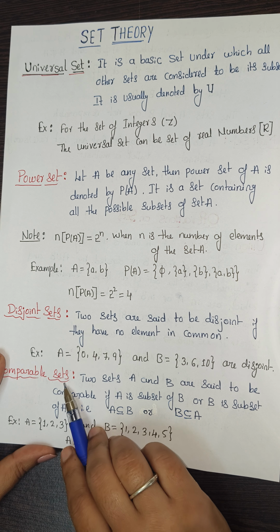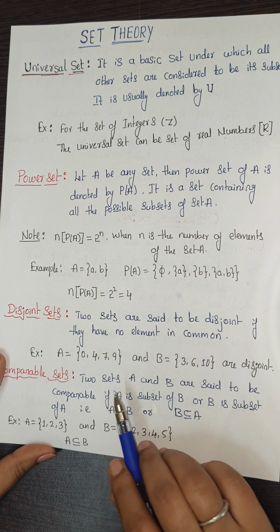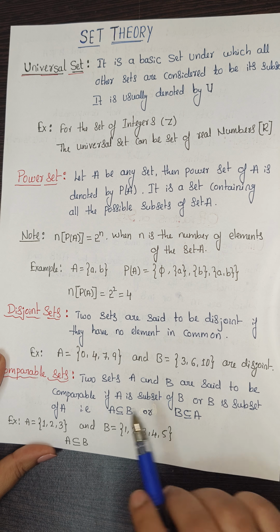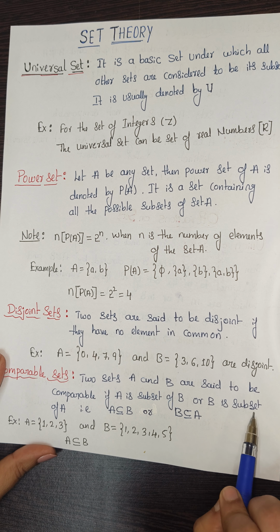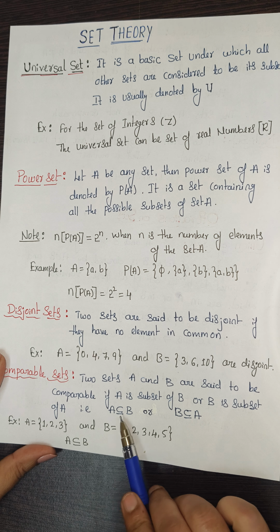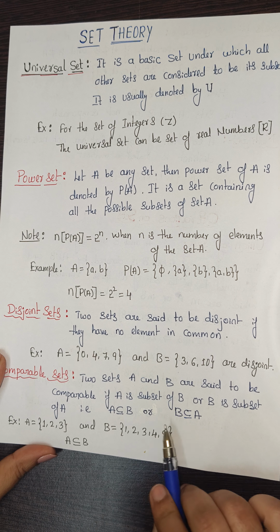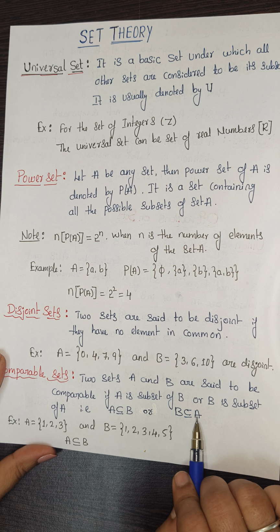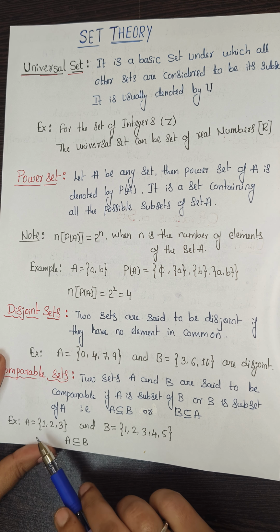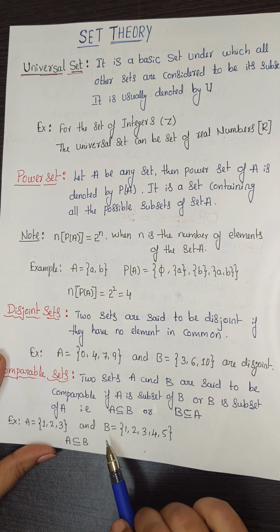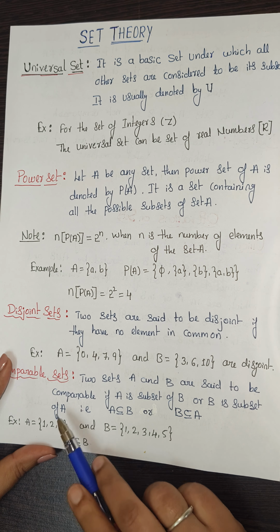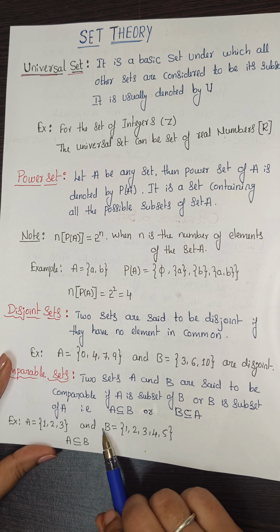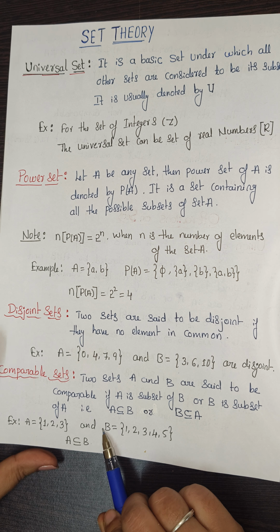So these are called disjoint sets. Next one is comparable sets. Two sets A and B are said to be comparable if A is a subset of B, or B is a subset of A. Here is one example: A equals {1, 2, 3} and B equals {1, 2, 3, 4, 5}. Here A is a subset of B. So these two sets are called comparable sets.